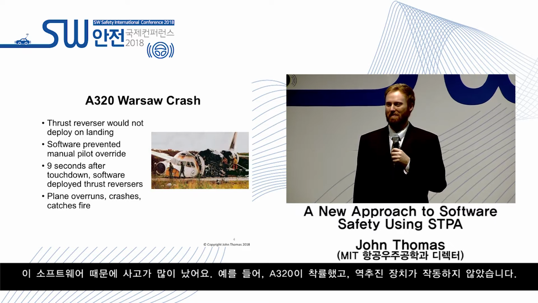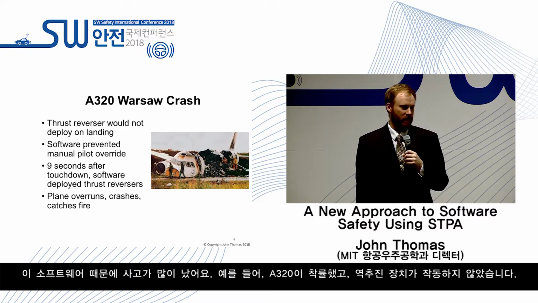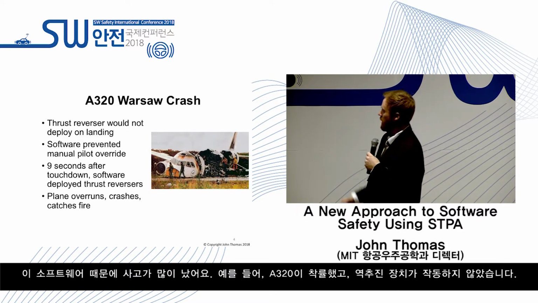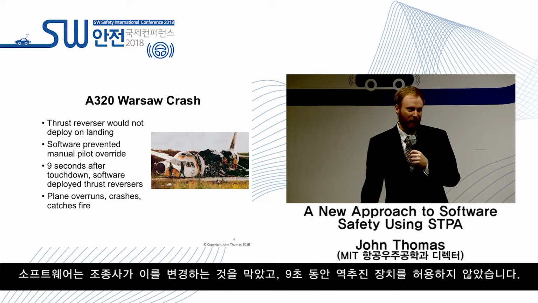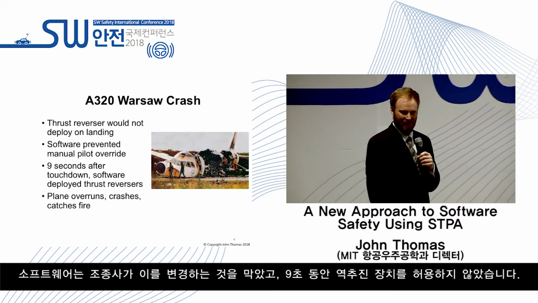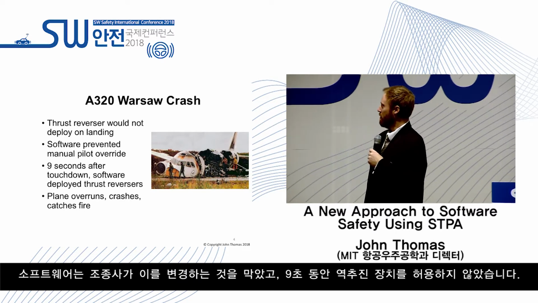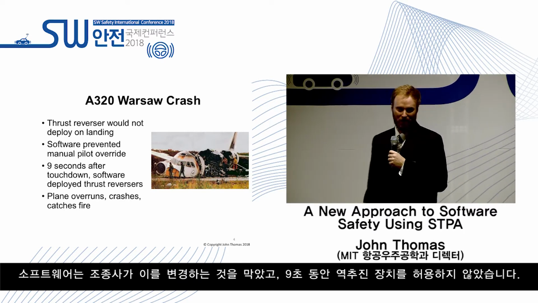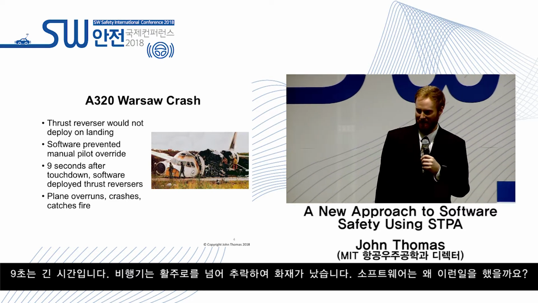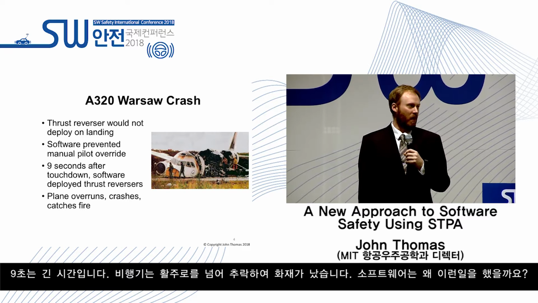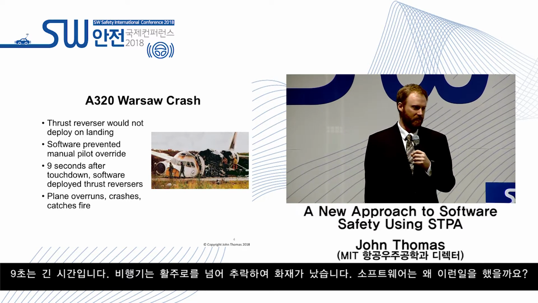We have had many accidents caused by this software. For example, there was an A320. It landed, thrust reverser would not deploy. The software prevented pilot override, would not allow thrust reverser for 9 seconds, which is a long time. The airplane overran the runway and crashed and caught fire. Why did the software do this?